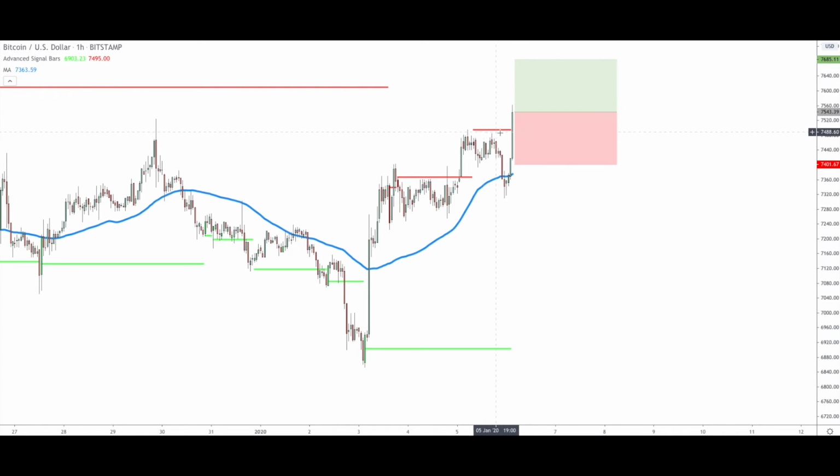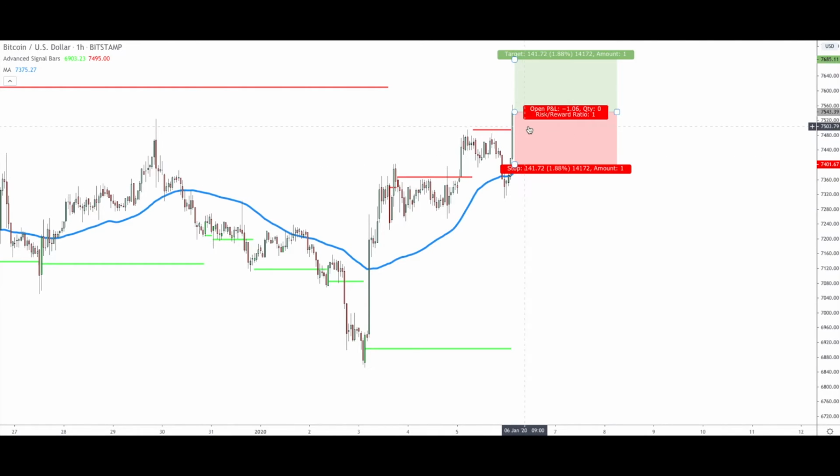So the breakup of a red horizontal line, which must be also supported by the fact that the price is above the moving average. If this happens, then I place an order with a risk reward of 1 to 1. So let's now just see how the price moves in the coming days.